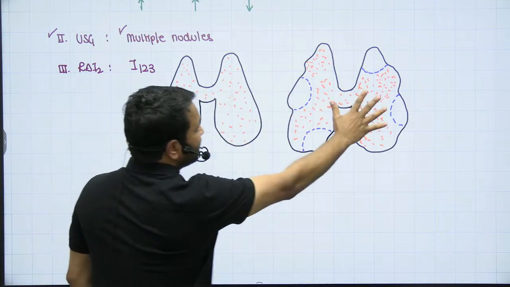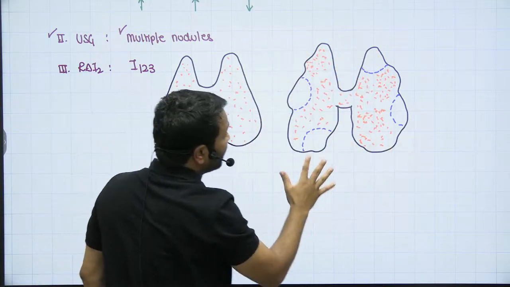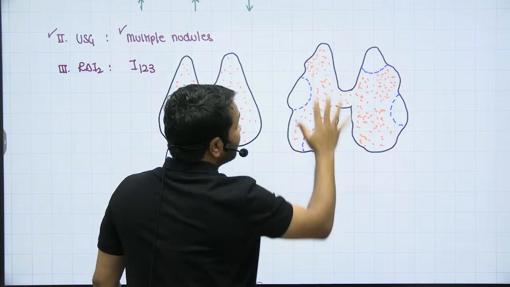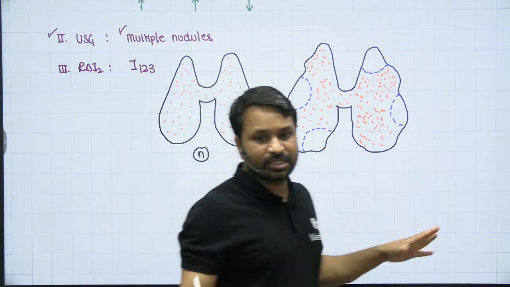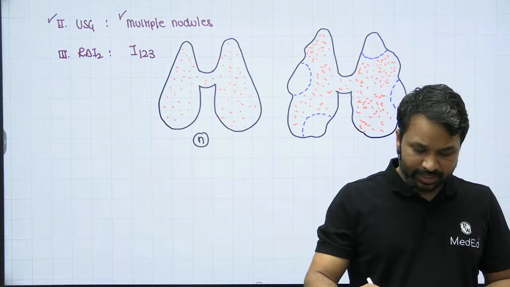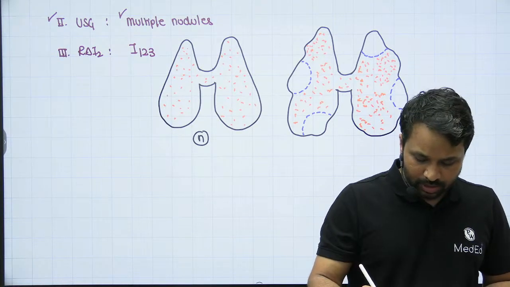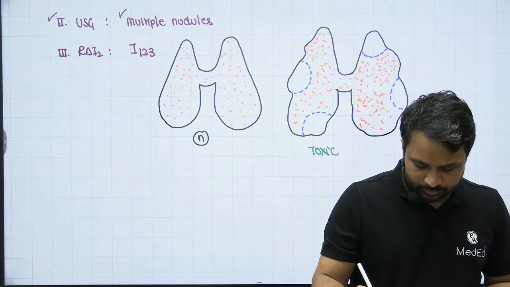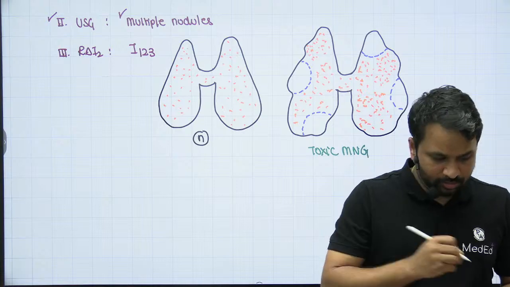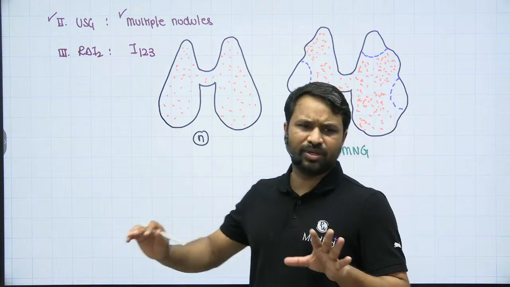This is a normal, this is a very high uptake, but not uniform. This is a patchy uptake. Few areas do not have any uptake. Few areas have a very high uptake. This patchy uptake indicates it is your toxic multinodular goiter. As simple as that, right?